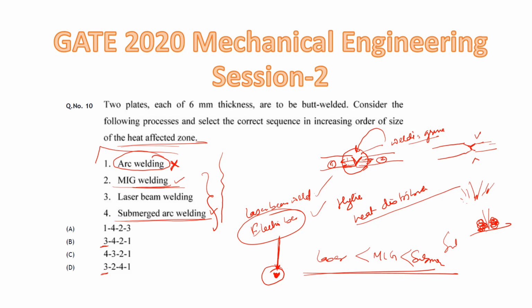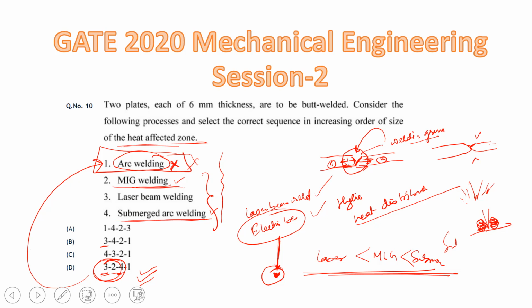And for the simple arc welding, I can't put it in any series, but let us see, because this sequence we have got in 3 to 4 over here. So option D may be the correct answer, because there is confusion regarding just arc welding. Okay, so now let us move to the next question.